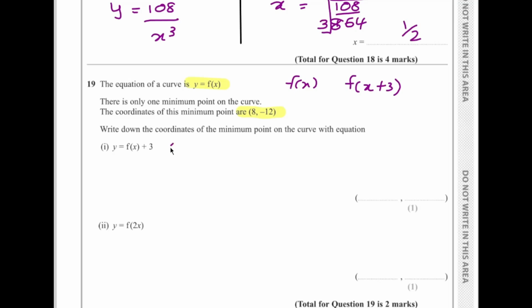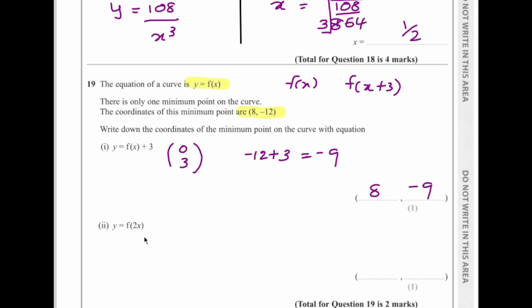The column vector that the curve has to move is (0, 3). Then the y coordinate gets changed by 3 units upwards, which means for the y coordinate, you have to add 3. Then the x coordinate stays the same because this is outside bracket. For the y coordinate, it is minus 12. I need to increase it by 3 units. Then it is minus 9. Then the new coordinate becomes 8, minus 9.